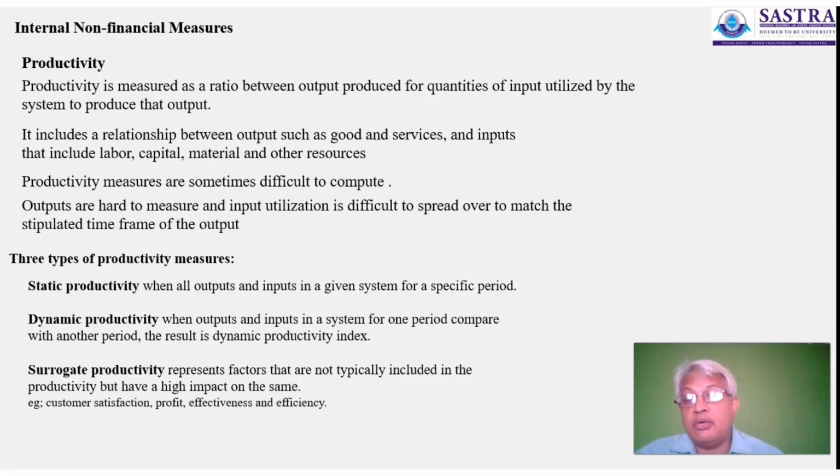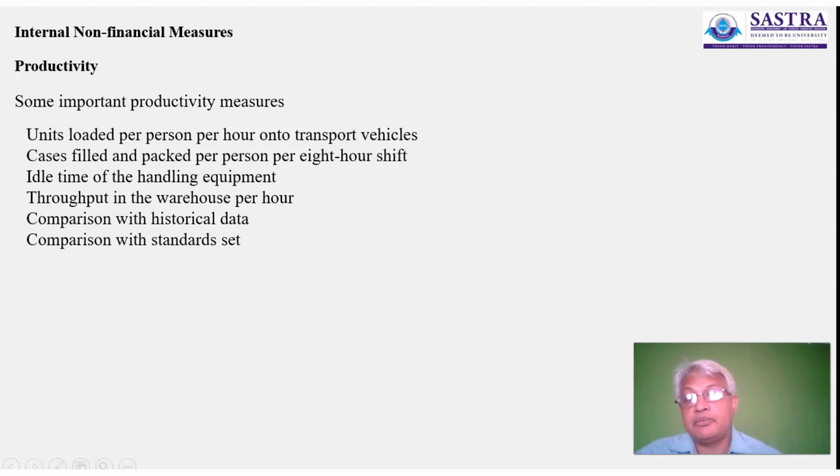Now, we will look into the important measures of productivity. So we have listed down a couple of them. The first of them is units loaded in a vehicle per person per hour. That's a measure of productivity.